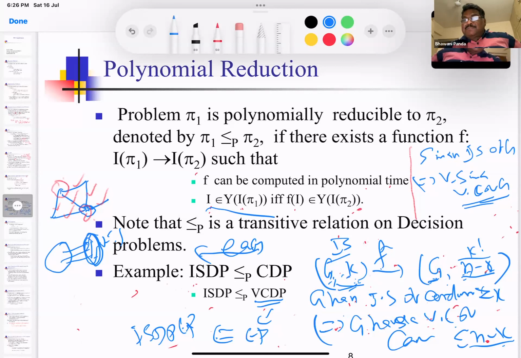In the first problem, from G I found G complement. There I have to do something, order of n square, right? So that is how you do it. Some problems are very easy, some problems are very difficult. Okay, right?